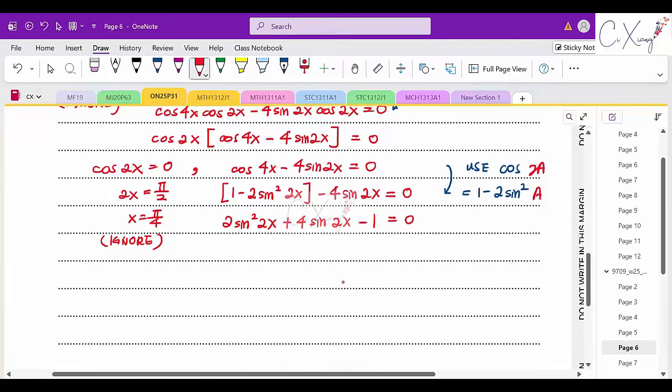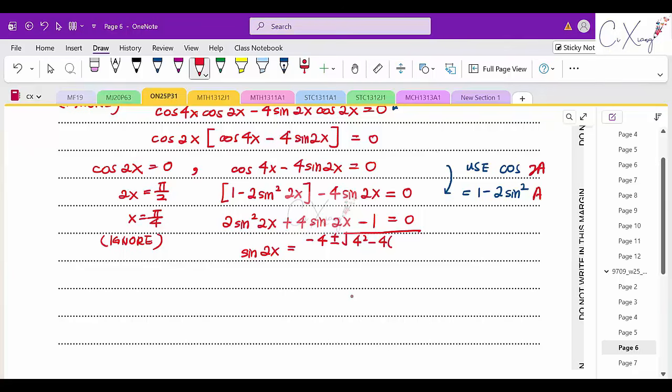Let's continue further. To solve this quadratic equation, I don't think that we can factorize it. Therefore, we have to use the quadratic formula again. I'm not going to write it out here anymore, please refer back to the formula booklet. So what I have here is negative b plus minus square root of b squared, so 4 squared minus 4, where a is 2 and c is negative 1, divided by 2a, so 2 times 2. Further simplifying, you'll have negative 4 plus minus square root 24 over 4.